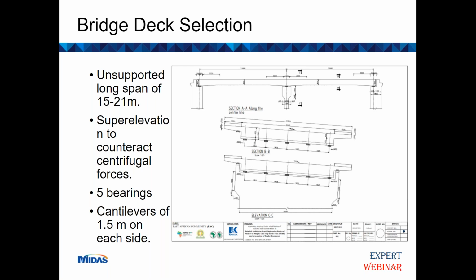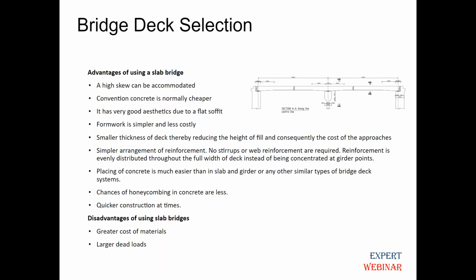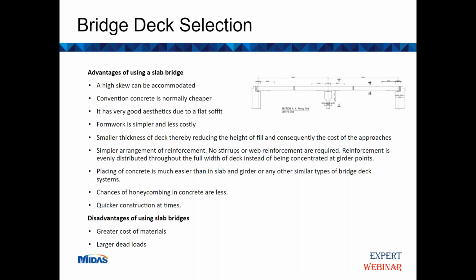Why did we choose to use a slab bridge? First of all, just as you've seen, slab bridges accommodate a high skew, like the one that we have in our bridge. It's a very high skew, so to accommodate it, you are either going to use a slab bridge or sometimes a box girder bridge. But of course, then that comes with its own disadvantages. The cost, the expertise, the fields, they increase.